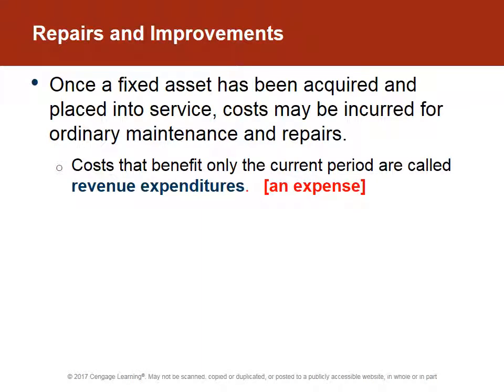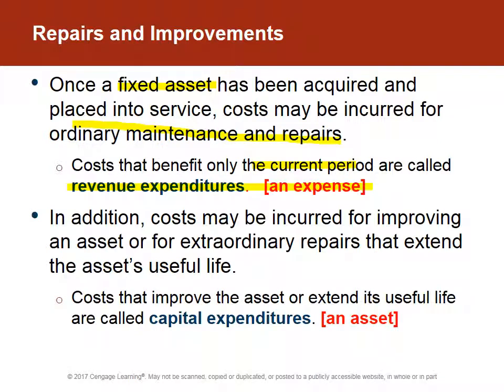So let's move forward. We've gone through our two different types of depreciation expense. Let's talk about the difference in repairs and improvements. Frequently, ordinary maintenance and repairs occur once a fixed asset's been acquired. So something breaks or needs to be fixed, and in that case, costs that benefit only the current period are considered to be revenue expenditures, and they're recorded as an expense. And in that case, it's going to be recorded as repair and maintenance expense.